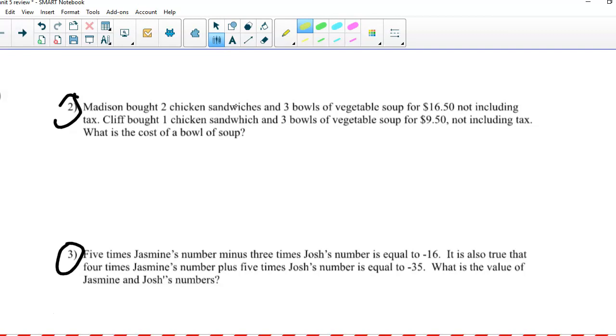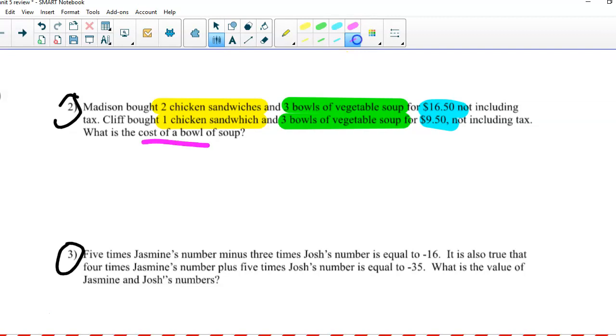Madison bought two chicken sandwiches and 3 bowls of vegetable soup for $16.50, not including tax. Cliff bought 1 chicken sandwich and 3 bowls of vegetable soup for $9.50, not including tax. What is the cost of a bowl of soup? What's important here? 2 chicken sandwiches, 3 bowls of vegetable soup, $16.50 total. And then 1 chicken sandwich, 3 bowls of vegetable soup, $9.50. What are we looking for? How much the soup costs?